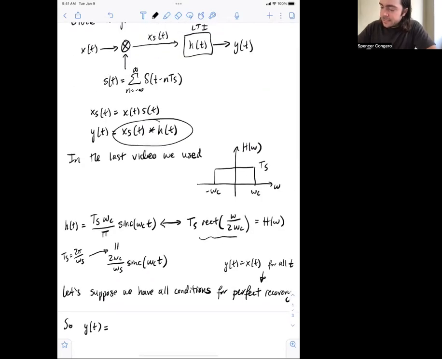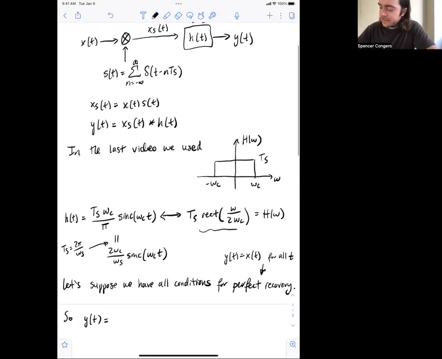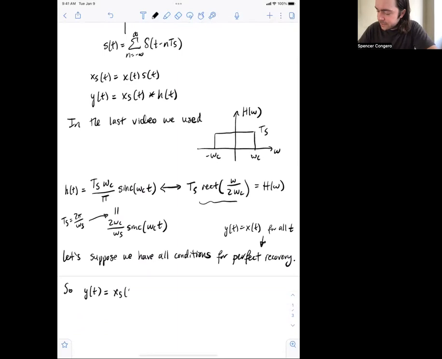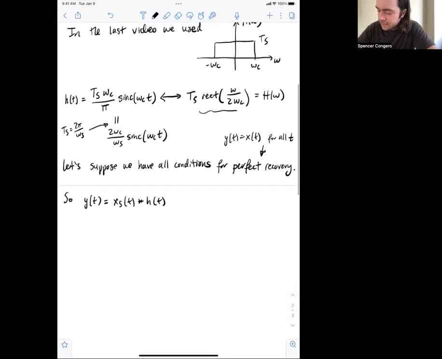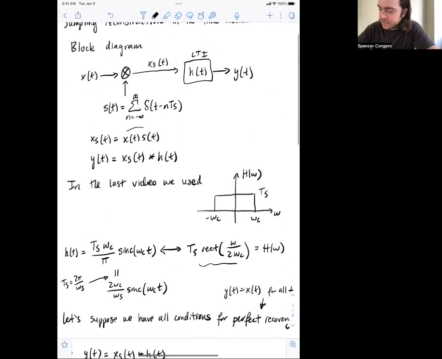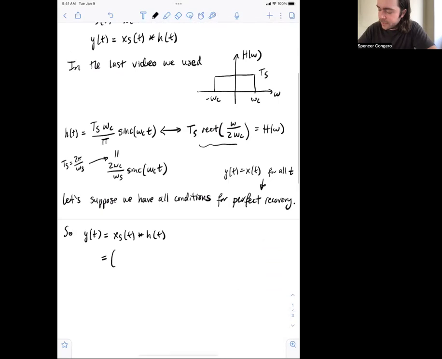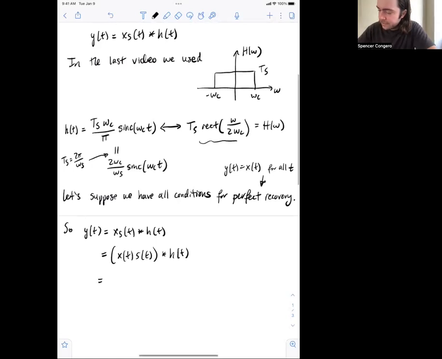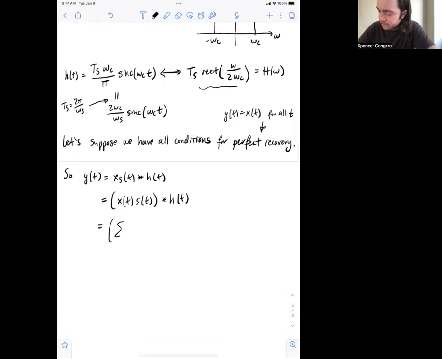So let's look at that function y of t in the time domain. We know that it's our sampled input convolved with our impulse response, h of t, that we just found. So this is x sub s of t convolved with h of t. But what is our sampled signal? Well, it's just our original x of t times our impulse train, s of t. This is x of t times s of t convolved with h of t. Let me just plug in for what that is. We've seen this before. This is just the big sum of all the deltas from the impulse train.